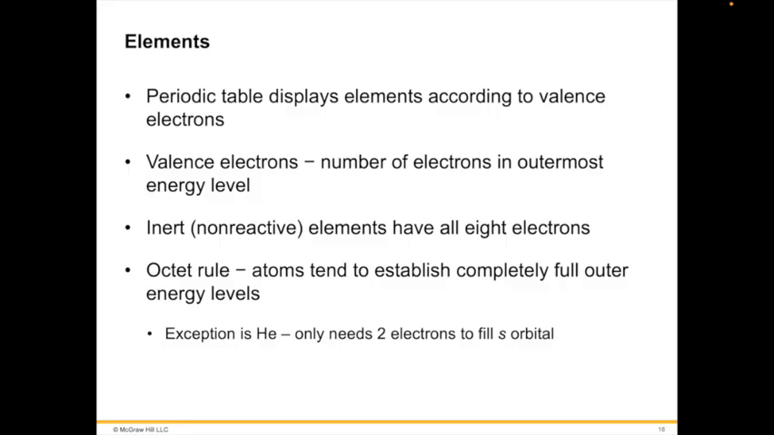The chemical behavior of an element reflects how many of the 8 positions are filled. Elements with 8 electrons in their outer energy level, 2 for helium, are inert or non-reactive. These elements, such as helium, neon, argon, and so on, are called noble gases.